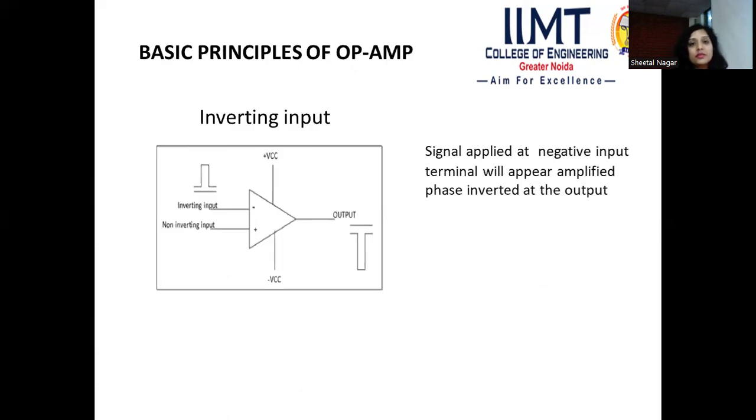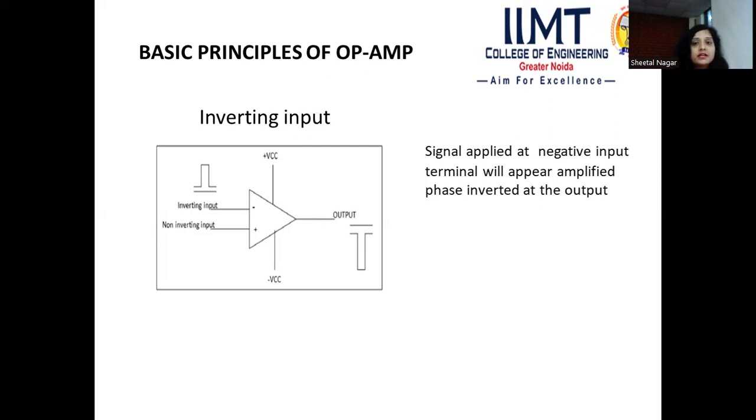Basic principles of the operational amplifier. Basically, the operational amplifier has two inputs, inverting and non-inverting. We have two modes of operation for the operational amplifier. First one is the differential mode and second one is the common mode. First of all, we discuss the differential mode. In this mode, we can apply the signal on a single input, which can be inverting or non-inverting, and the other one will be ground, and we apply input voltage only at one pin.